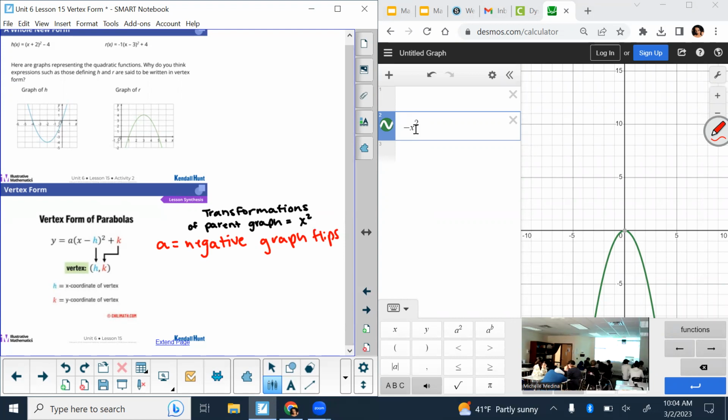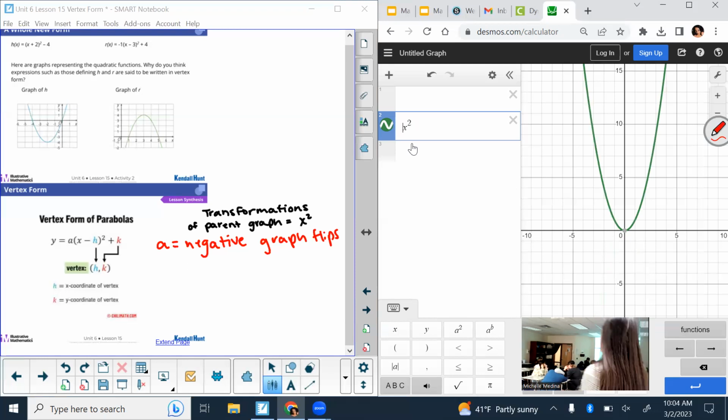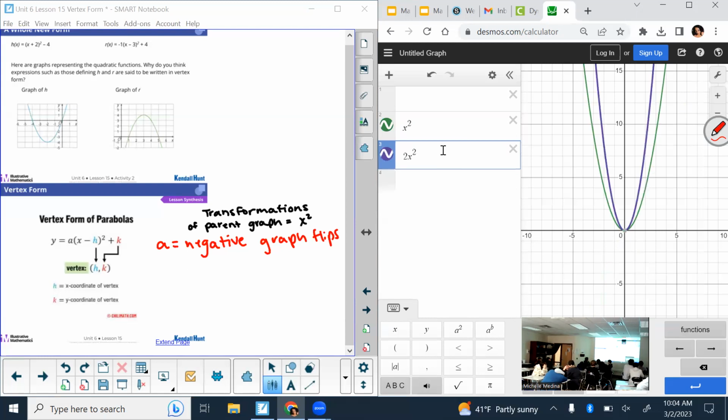Now, what happens if we change A to a number, something other than 1? Give me an example of something other than 1. Okay, so say I put in 2x squared. How does that change the graph? Okay, it becomes skinnier, more narrow. The math word that the test will use for that is that it stretches. So I would write this down too. If the absolute value of A is greater than 1, then the graph stretches.